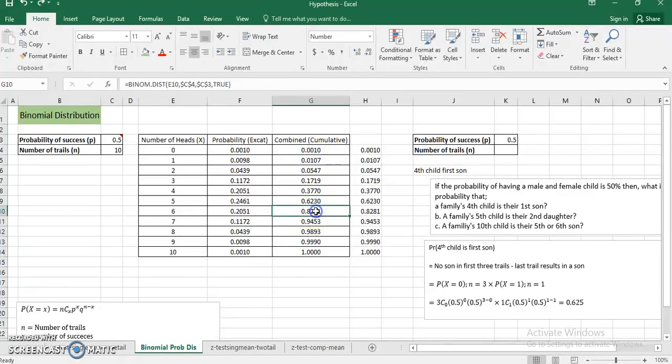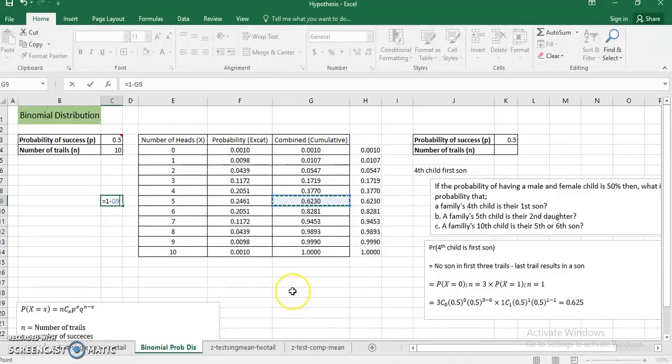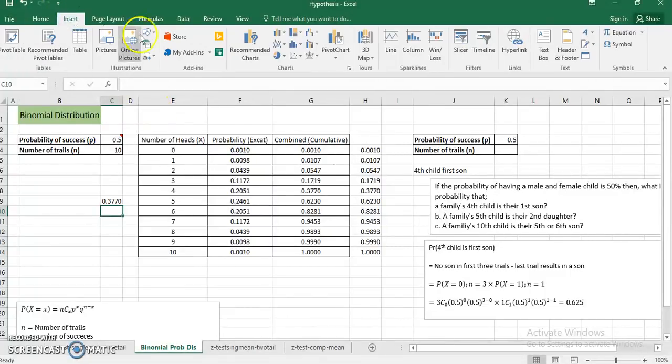Now the other question is, what is the probability of getting at least 6 heads? That means a minimum of 6, and more than that it could be anything. So I am interested in the probability of getting 6 heads, plus 7 heads, plus 8 heads, plus 9 heads, plus 10 heads. So the probability of getting at least 6 heads can be given by 1 minus the probability of getting at most 5 heads. I hope you can understand this.